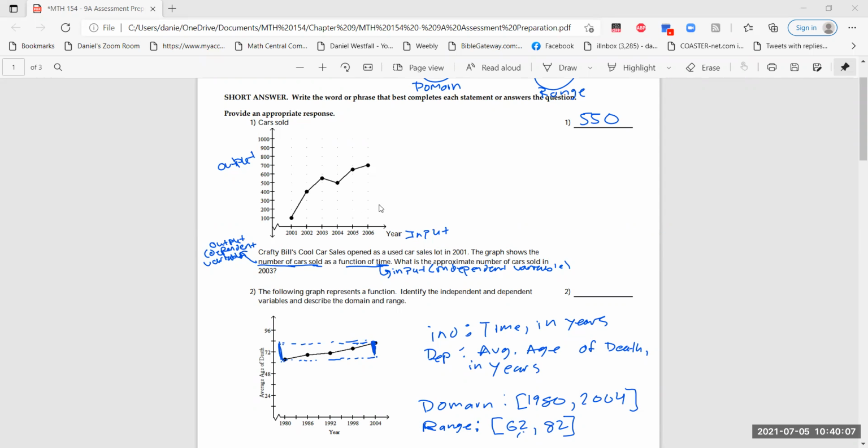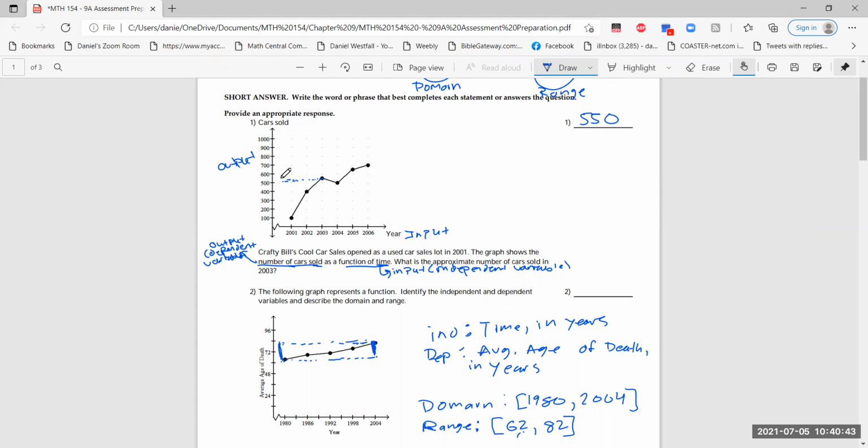So we described this here. It was asking us about how many cars were sold in 2003. We went and we took 2003, which is this point right here. We identified it. We followed it over to the y-axis to the best of my ability.